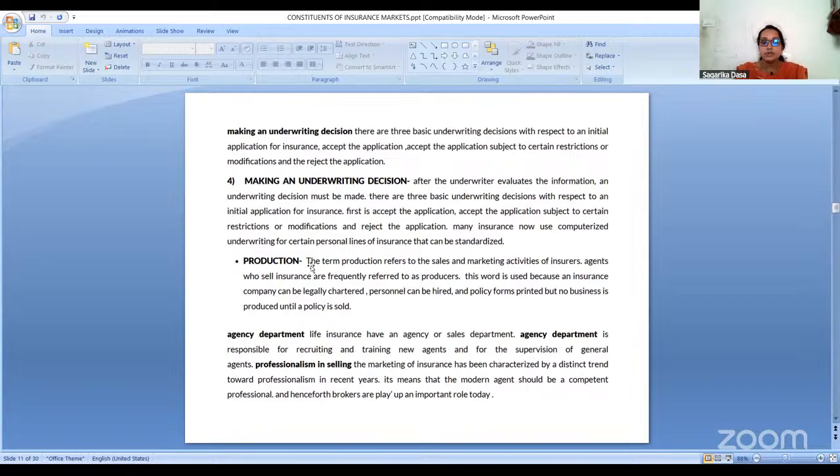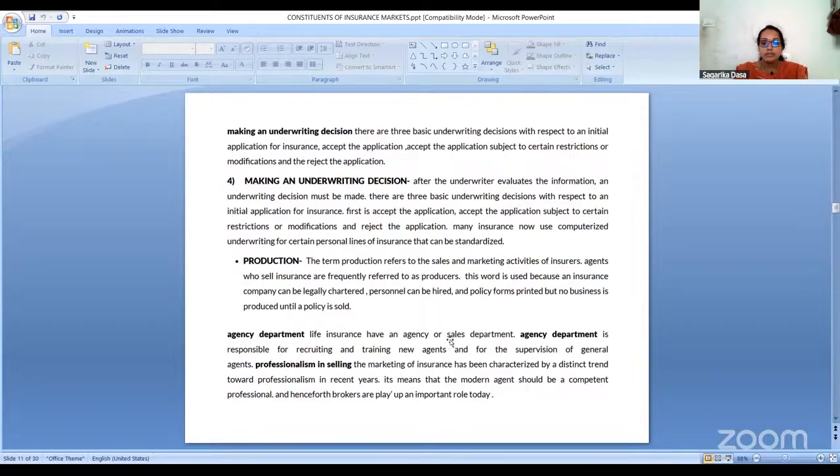Now, why we are using this word production is that until the insurance policy is sold, we cannot treat a particular person as a salesman or agent, or give any particular name to that person, because as per the insurance regulations, once a policy is sold, then only the business is established. Hence, we are using the term production. But production doesn't mean we are producing anything. We are just selling the insurance policy. The person who sells the insurance policy is an agent. He is also treated as a producer.